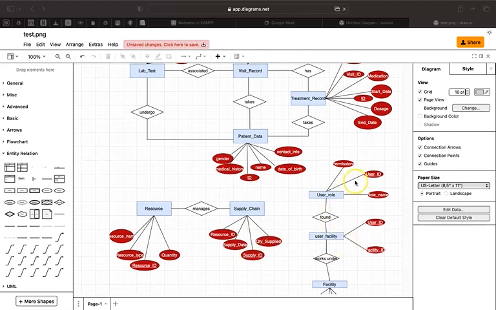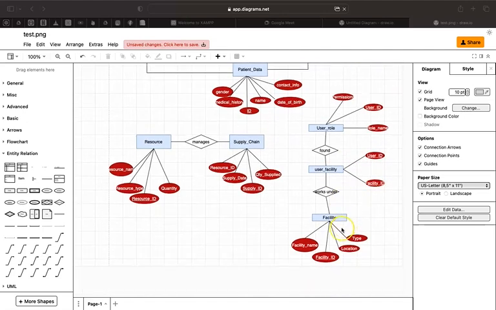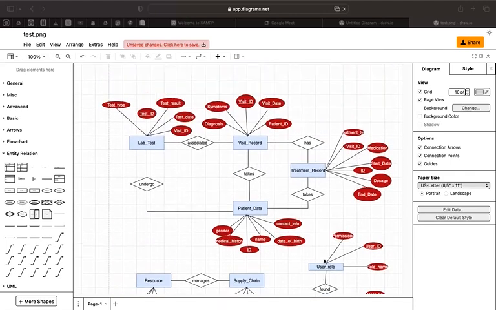User role has a primary key, which is the user ID. User facility has two primary keys, which is the user ID and facility ID. Facility has a primary key, which is the facility ID.